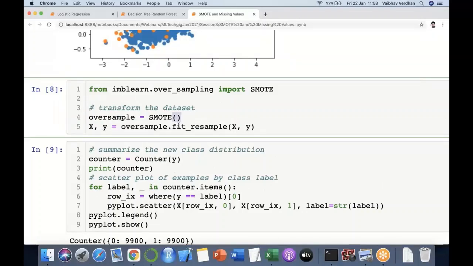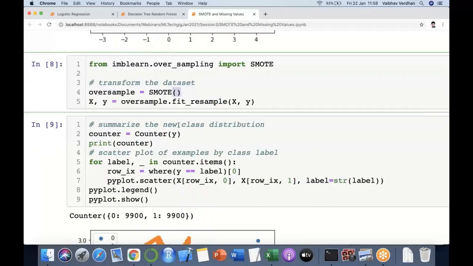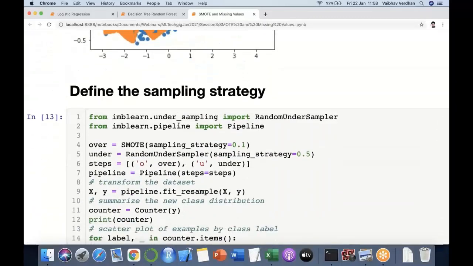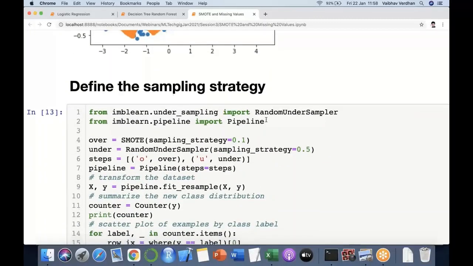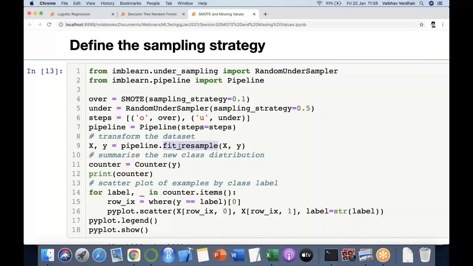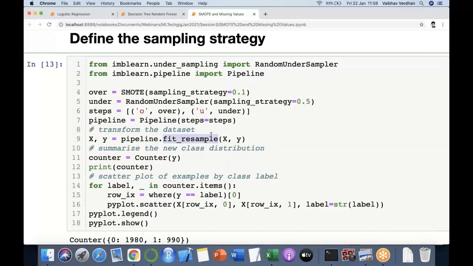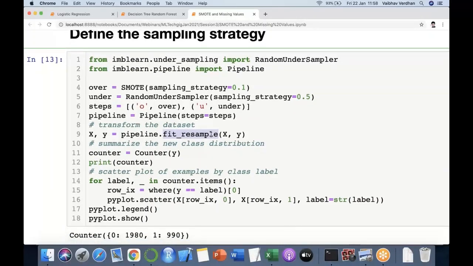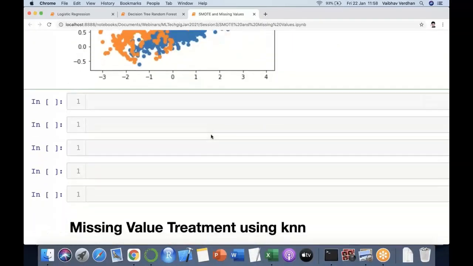SMOTE and I'm using it to resample my data set. Okay, like, if I have, again, over here I'm defining my sampling strategy for SMOTE, that I want to have 0.1 or 10% as my sampling strategy. Again, over here I'm using the pipeline and the fit resample. This code I'm uploading to GitHub, and you can use it from there, right?